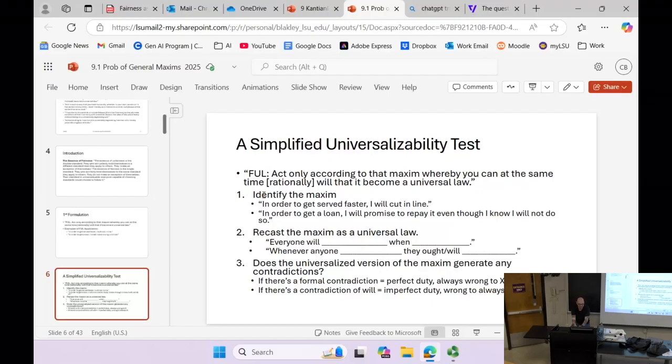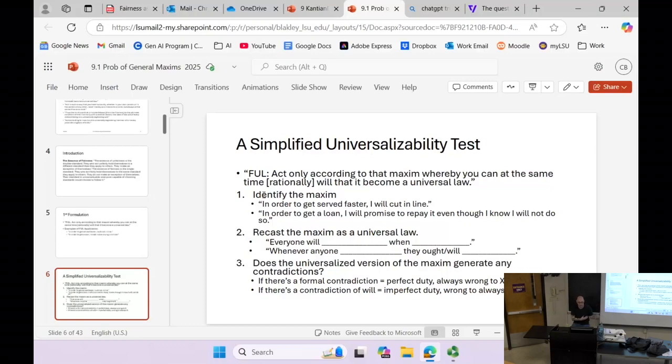So first, identify the maxim and formulate it. Again, the maxim is just a subjective principle of action, and we're going to see whether it can be universalized coherently or not. And if it can't, then it's morally wrong to act on that maxim. In the next theory, we'll see that if the consequences of the action bring about more harm than good, then it's morally wrong.